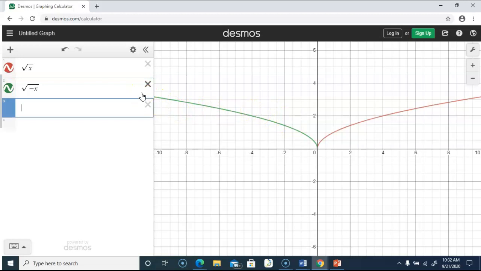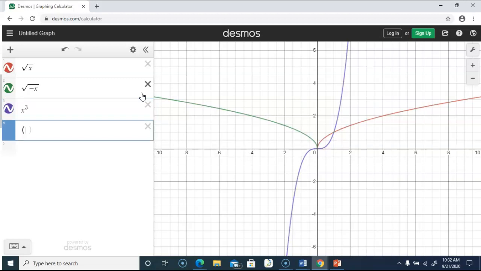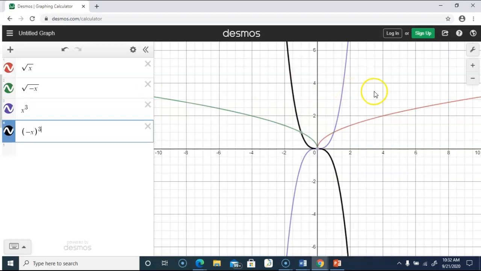Another parent graph we haven't talked a whole lot about is the x cubed function. So you see that one in purple. If I wanted to do a reflection in the y-axis, then I would put the negative inside of this, and you can see that it's going to be reflected in the y-axis.